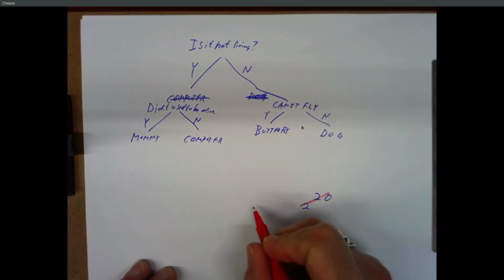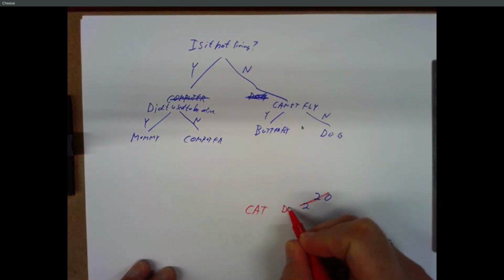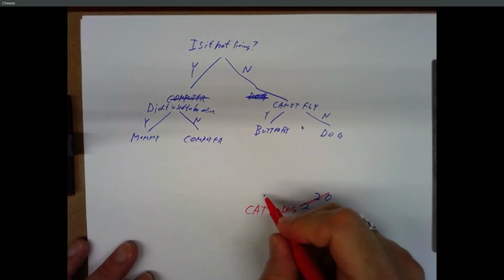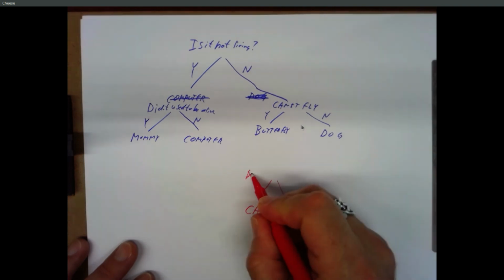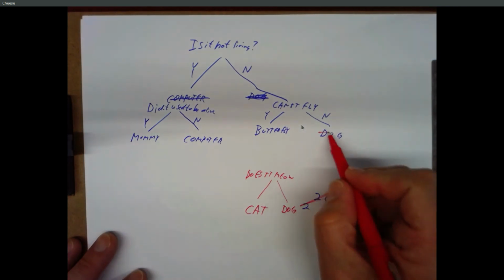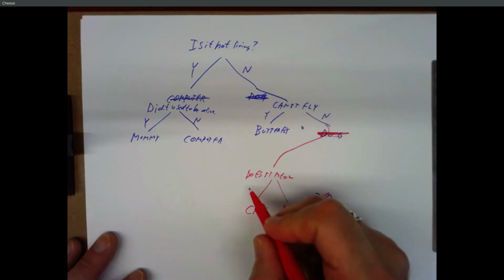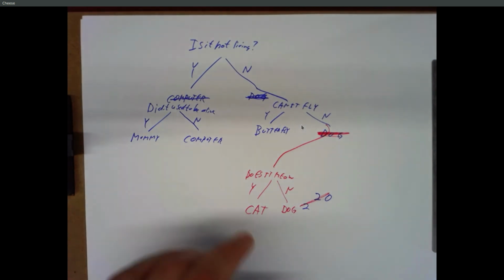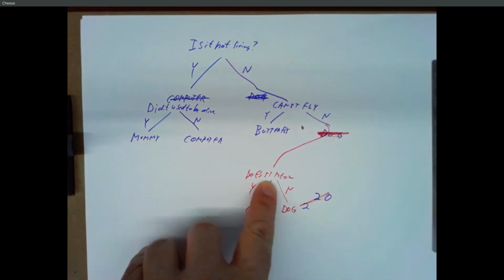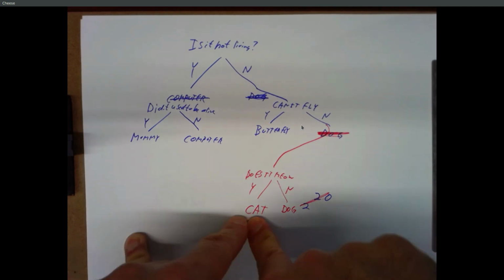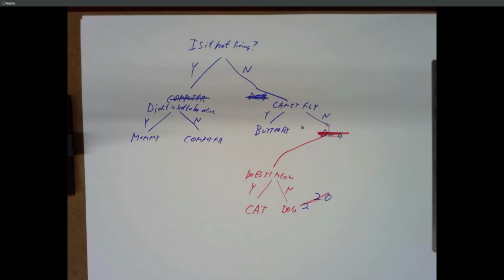So you make a new tree with a cat on one side, the thing you guessed on the other. Tell me what the difference is. A question that says yes for a cat and no for a dog. So does it meow? And then we replace this node with that question. The next time you play, if someone's thinking of a cat, is it not living? No. Can it fly? No. Does it meow? Yes. You're going to guess it's a cat. And if it's a lion, then you'll turn this into another question, right? Is it big?